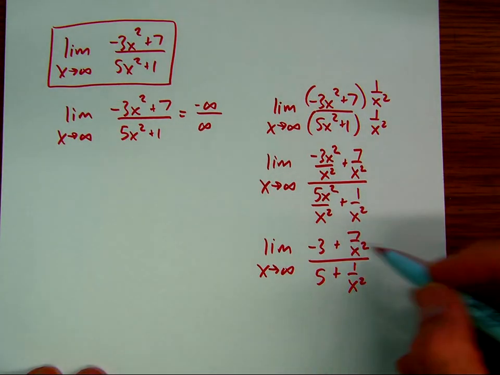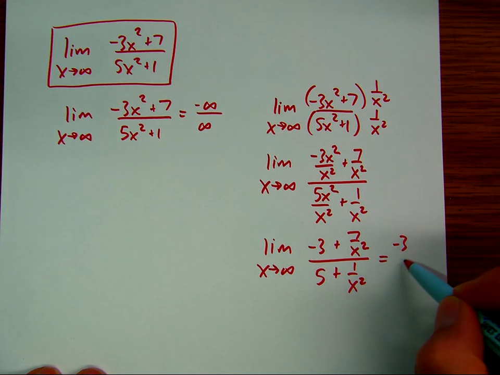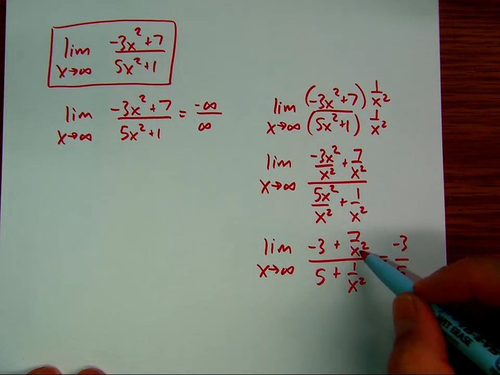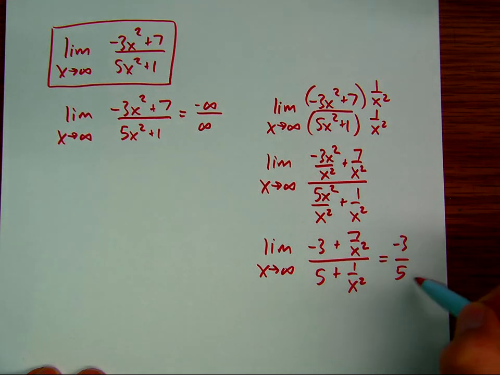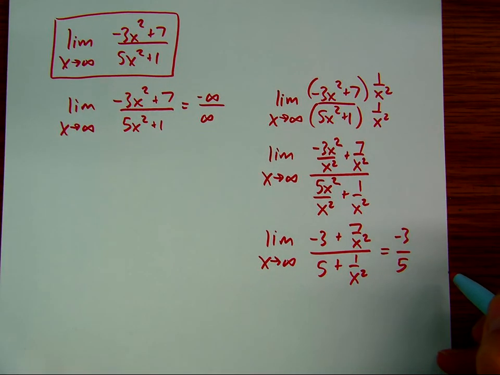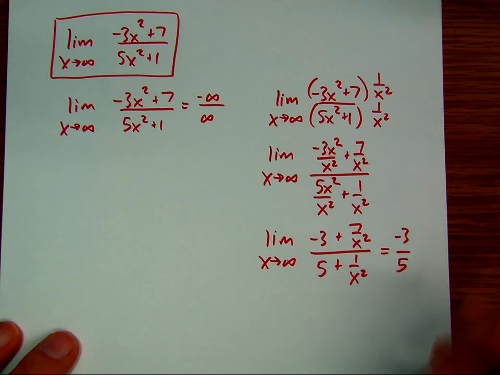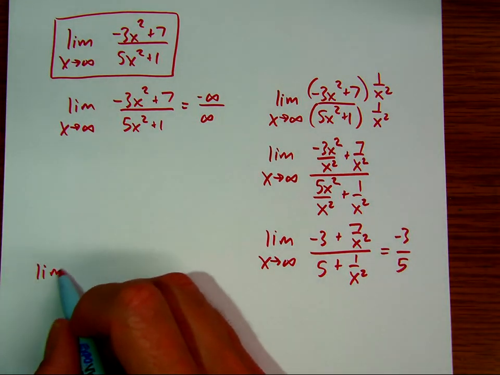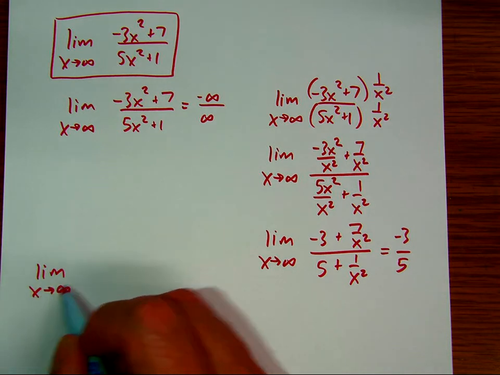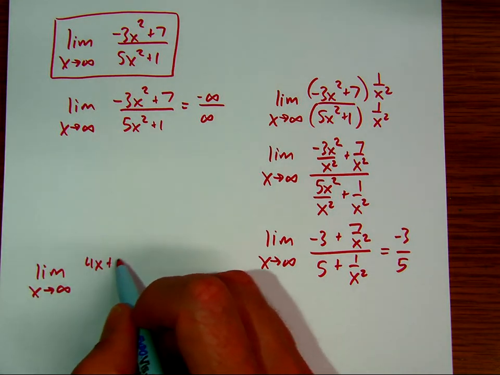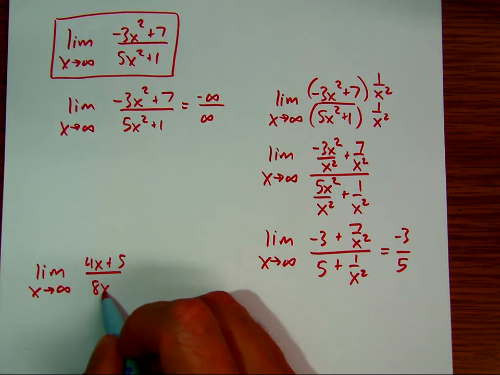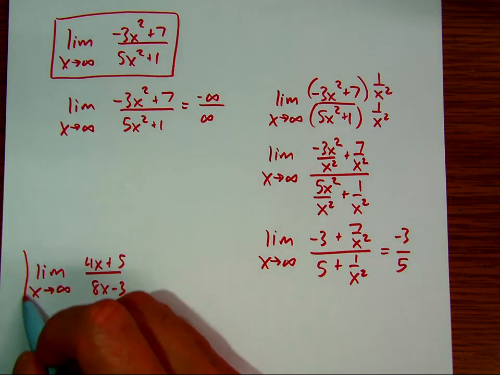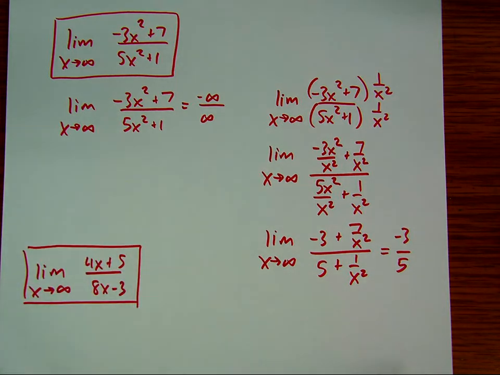All right, so negative 3 stays that way. 5 stays that way. But when x goes to infinity, we have 7 over infinity, which is 0, plus 0, and another 0 there. So then the limit is negative 3/5. Pause the video and try that one.